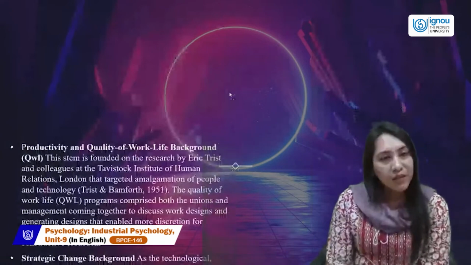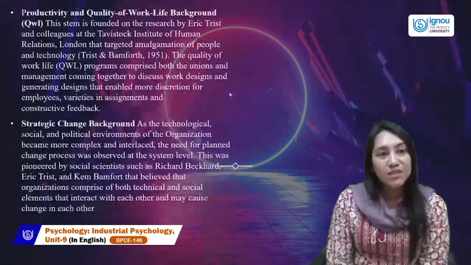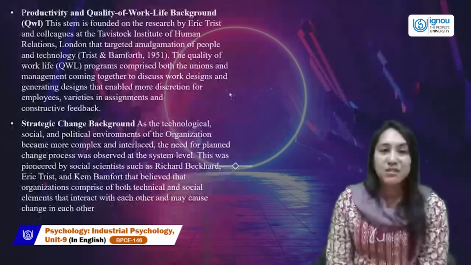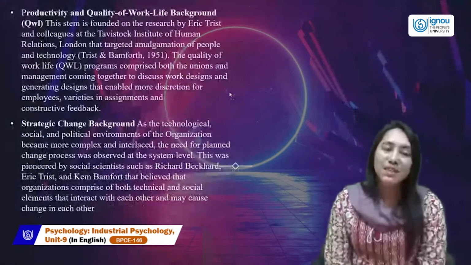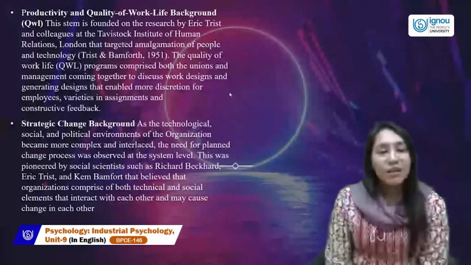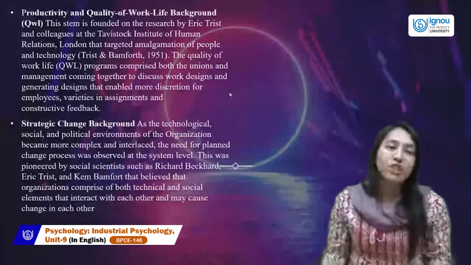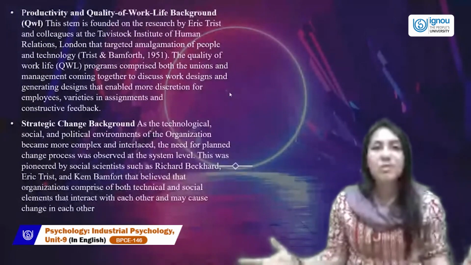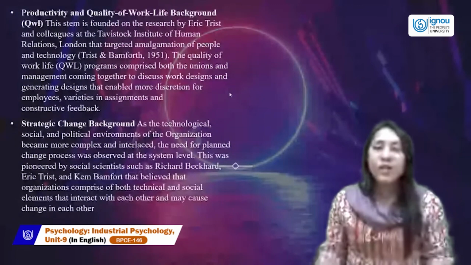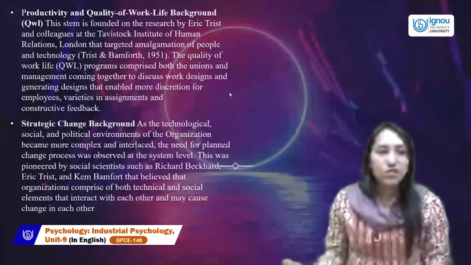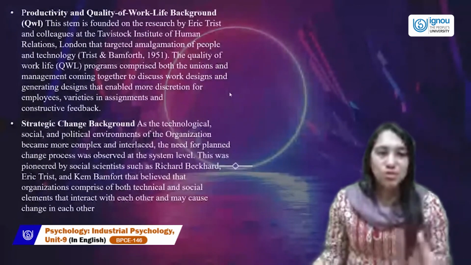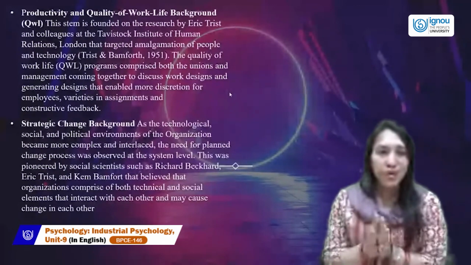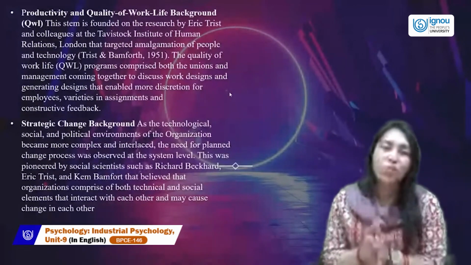There were a lot of researches by Eric Trist and colleagues at the Tavistock Institute in London that targeted the amalgamation of people and technology, which is, if we want to increase the quality of work, we have to get the best of both worlds. Effort of people and technology, the running changes, the trends of employees. So both manual and automatic needs to come together, which increases productivity and quality of work also.